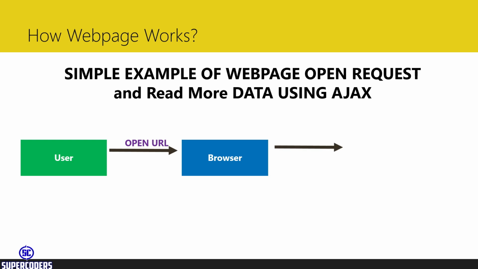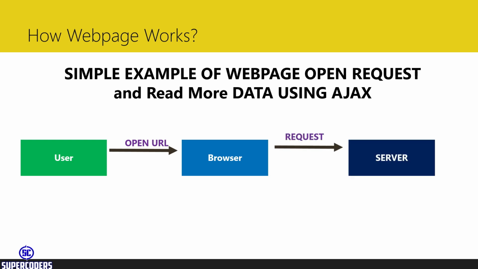Then what does the browser do? It sends a request to the server. Then the server sees what request you need. Then the server processes the data and returns it as a response to the browser. Then the browser shows the rendered data to the user. So this happens when the user opens a browser and opens a web page.